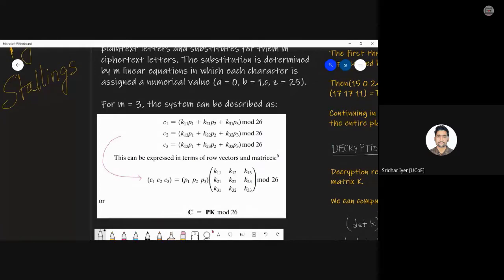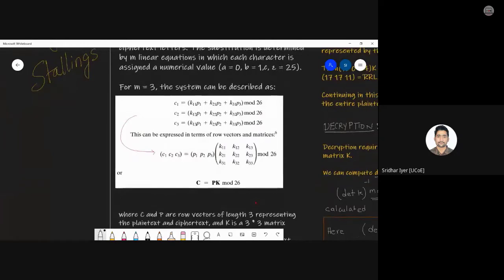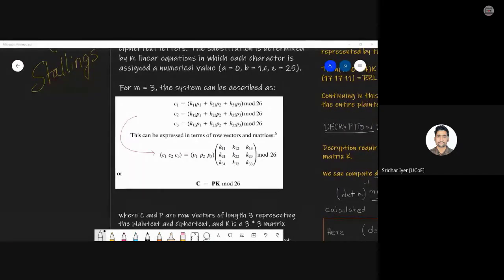3 into 4, 12. So what we do is we make use of that key again and again four times with the different constituent elements of that plain text. And ultimately we get the ciphertext. So this is the formula C is equal to P dot K mod 26.